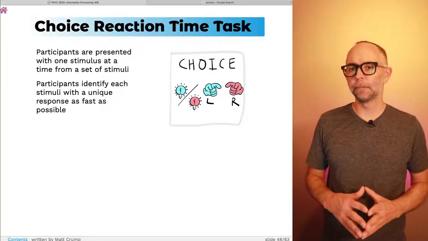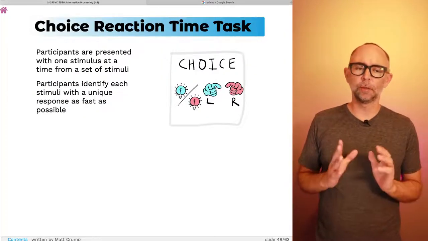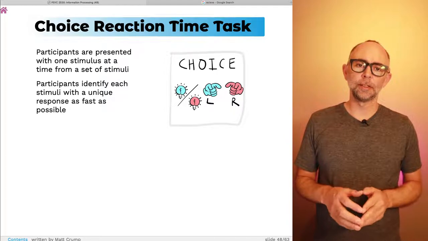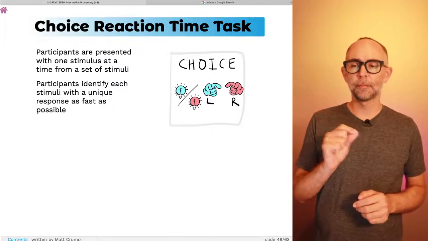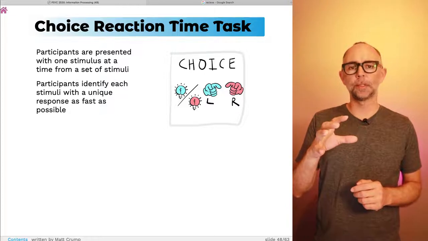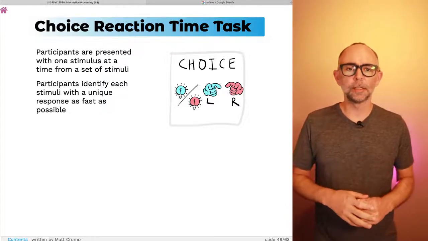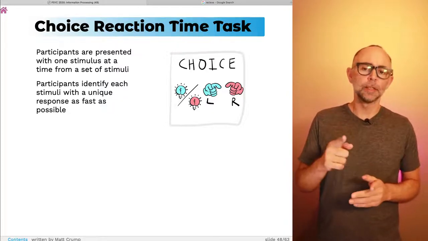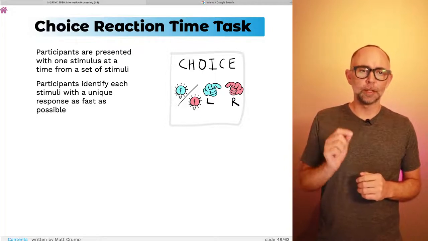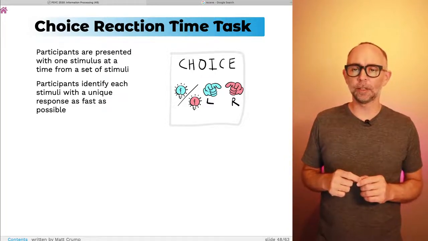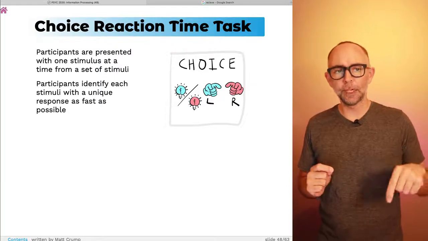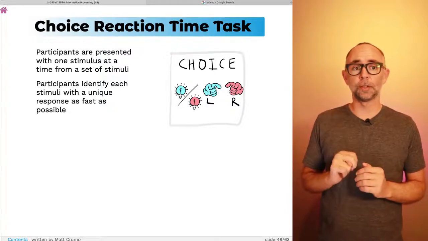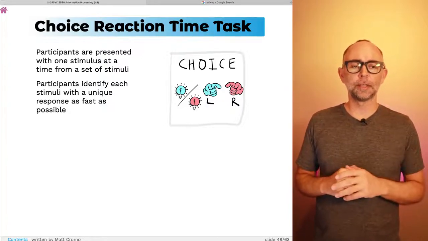If you remember from the last lecture, we saw an example of a choice reaction time task. In this task, participants are presented with one stimulus at a time. The stimulus comes from a set of possible stimuli. And what you have to do is identify the stimulus by making a unique response as fast as possible. In this picture, you could have a blue light that would require a left response as soon as you saw it, or a red light that would require a right response as soon as you saw it. So this is an example of a two alternative reaction time task.